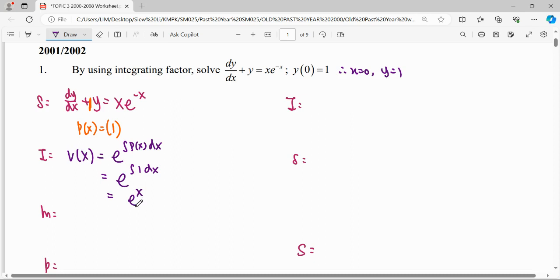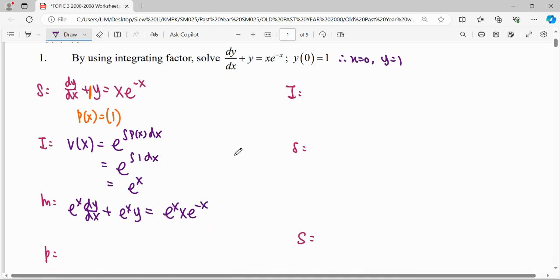Then what to do with the e^x? We need to multiply the integrating factor back to the standard form. So just write out the step: e^x times dy/dx, e^x times y, then e^x times x, e^(-x).